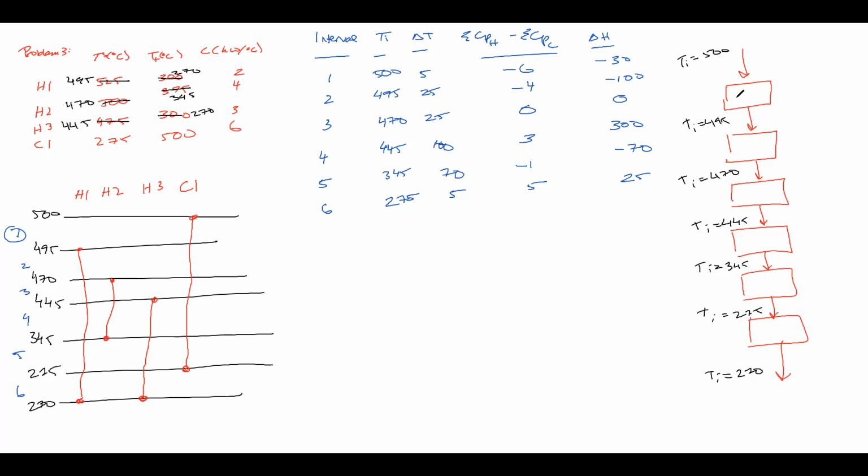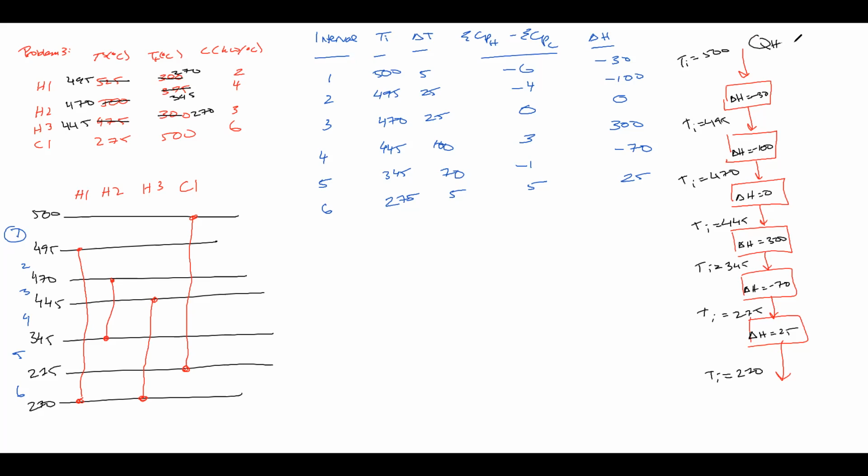Okay, and then next step, I'm going to write the delta H's. So delta H here, minus 30. Delta H here is minus 100. Delta H here is 0. Delta H here is 300. Minus 70. And 25.